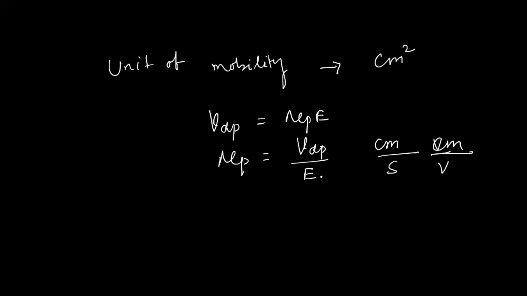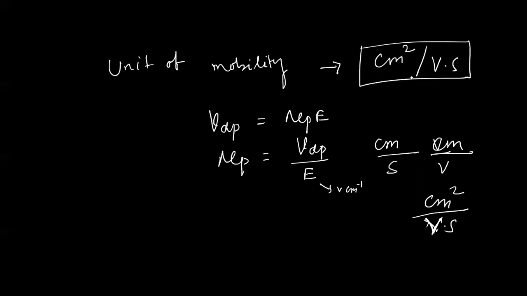Okay, so simply, divided by E, so this E is actually volt per meter inverse or volt per centimeter inverse, so that way you can write: centimeter square divided by volt into second. So this is the unit that is normally used for mobility.